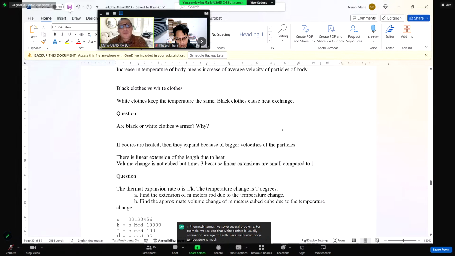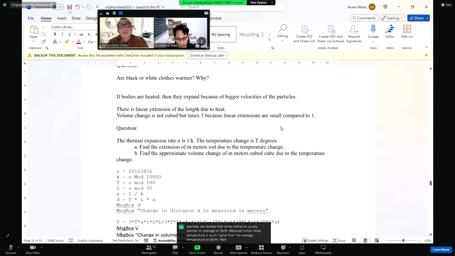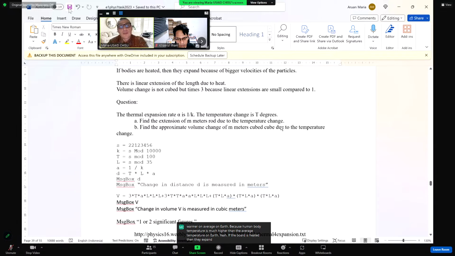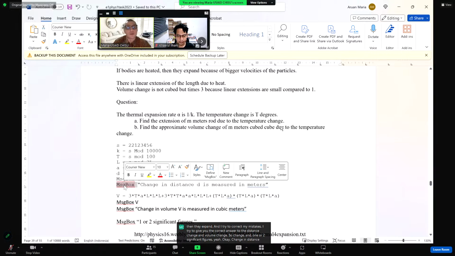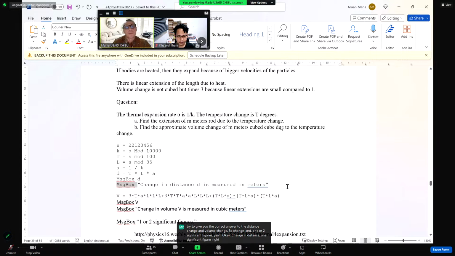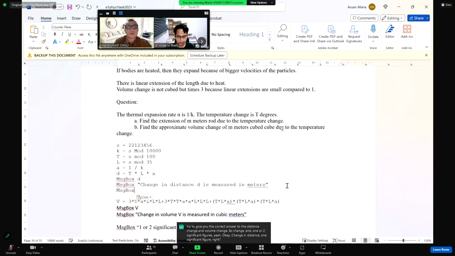If the body is heated, then it expands. And I try to correct my mistakes. I try to give you the correct answer to the distance change and volume change. So the change in volume is, okay, 1 or 2 significant figures. Change in distance, 1 significant figure, right? So 1 significant figure.